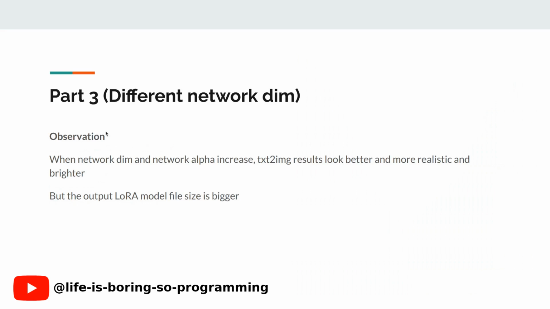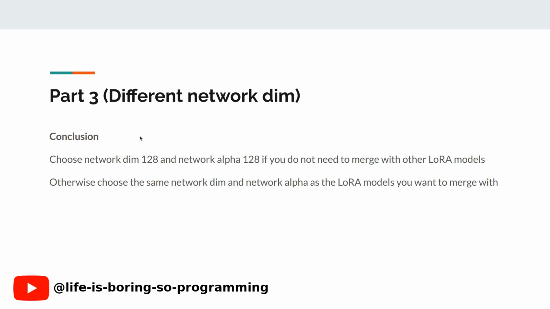This is our observation. As the network dimension and alpha increase, the resulting images will be brighter and look more like the target and more realistic. But the output LoRA model file size will be bigger. In conclusion, we should choose as high as possible.